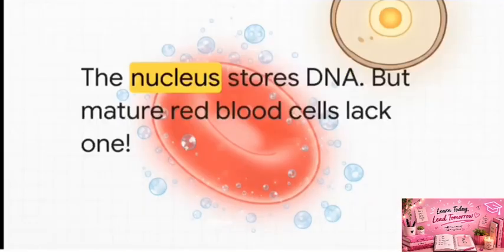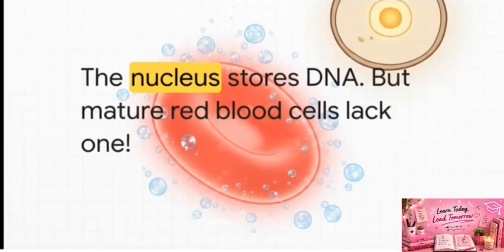So the nucleus is the house of coded instructions. But actually, here's a totally wild exception to that rule. Mature human red blood cells don't even have a nucleus. They literally eject it to make more room to carry hemoglobin and oxygen around your body.